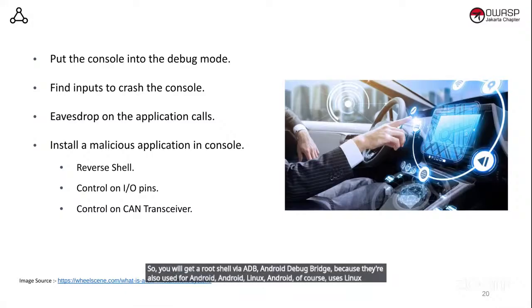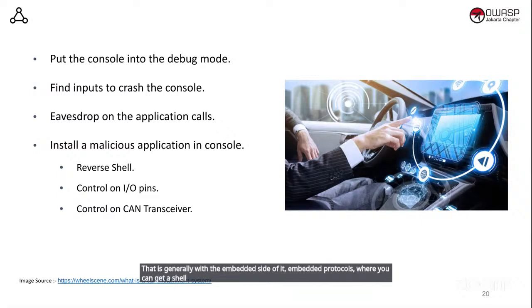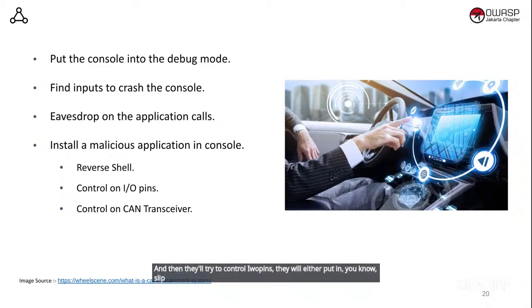Or you can somehow get a UART shell. There's another protocol called UART, Universal Asynchronous Receiver and Transmitter. That is generally with the embedded side of it, embedded protocols, where you can get a shell into that particular embedded device for debug purposes. And then they'll try to control IO pins. They will either slip their program into that, or they will try to control the CAN transceiver.